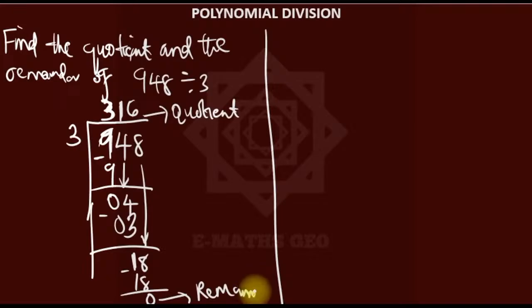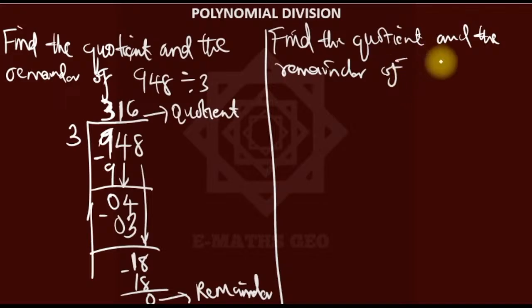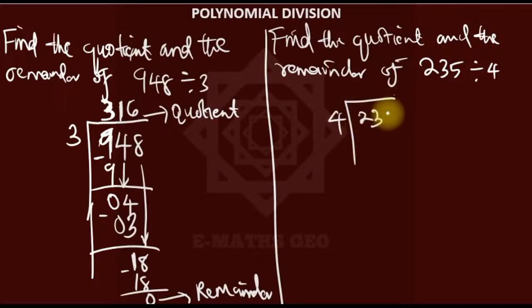So let's move one more before we go to polynomial division actually. So we are asked to find the quotient and the remainder of 235 divided by 4. So we'll start again. 4 here, 2, 3, 5 inside.